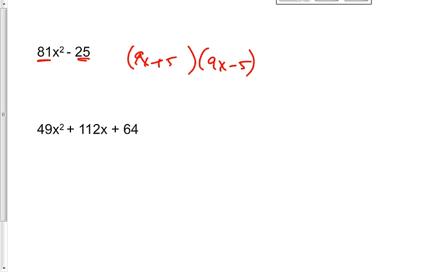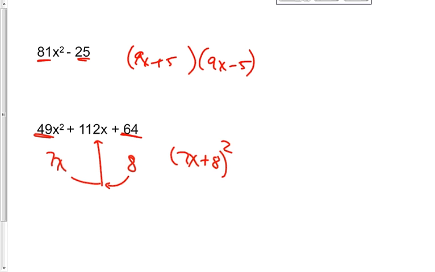Done. 49x squared plus 112x plus 64. You might look at that and say, oh my gosh, I have to do AC on that, that's going to be huge. Well, no you don't. 49 and 64 are perfect squares, so you should be thinking, maybe I can do my perfect square trinomial trick. 49 comes from 7. 64 comes from 8. If I multiply these two together, I get 56. Is 56 doubled 112? Yes. That means this will factor easily into 7x plus 8 quantity squared.